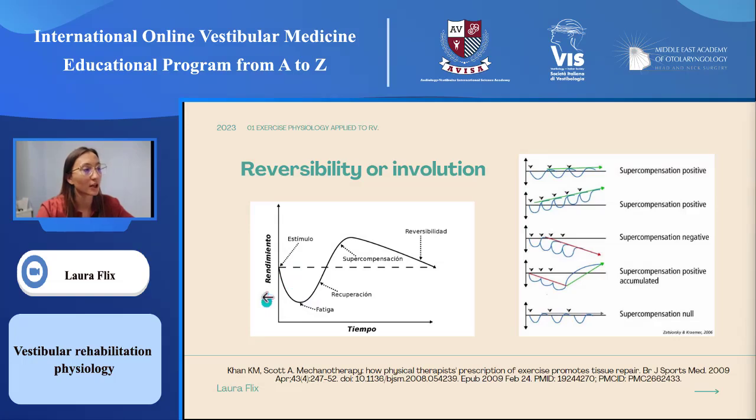Well, the performance is going to be reduced, not just performance as in sports, but performance as in how balance, of course, is performed. And then we will have the recuperation part and the supercompensation, where the performance then will be higher. But then if we don't do more, there's a reversibility of these improvements.